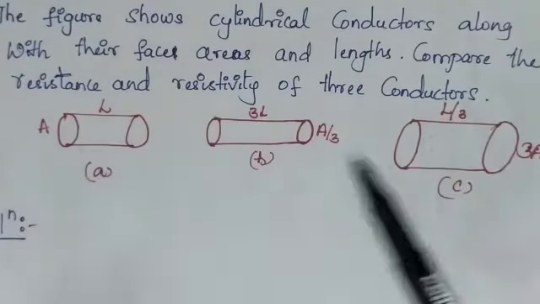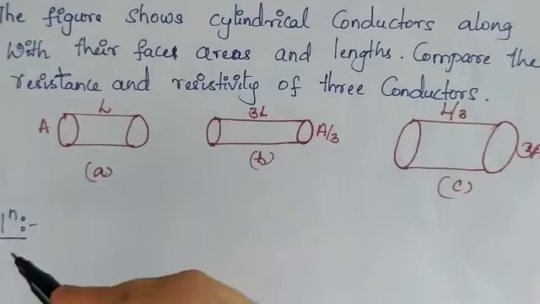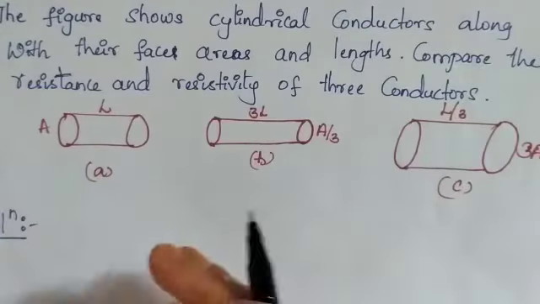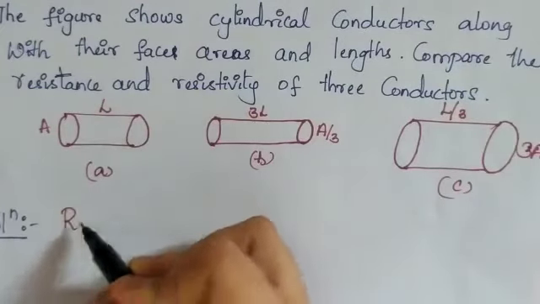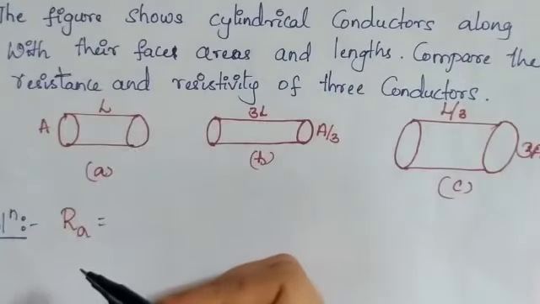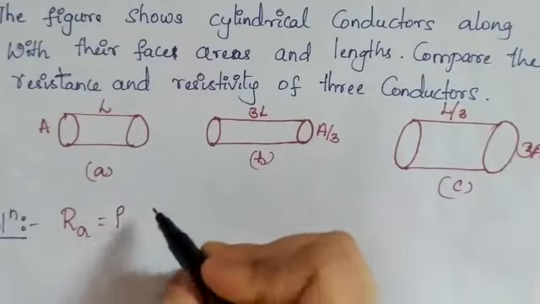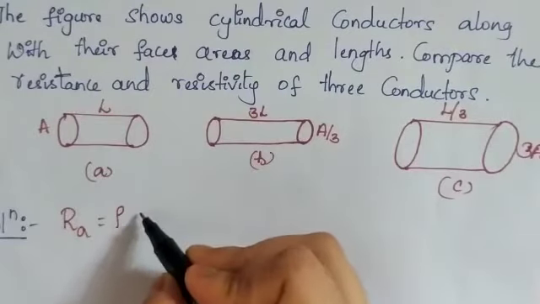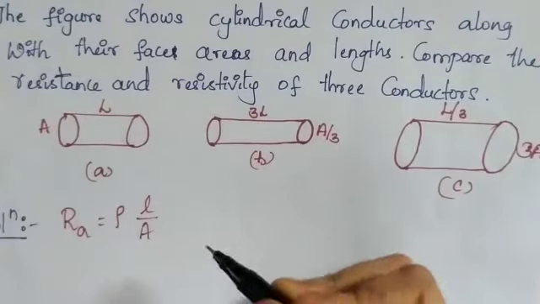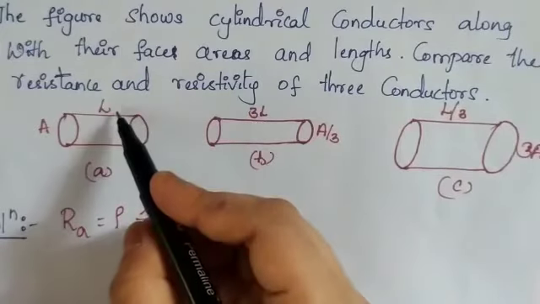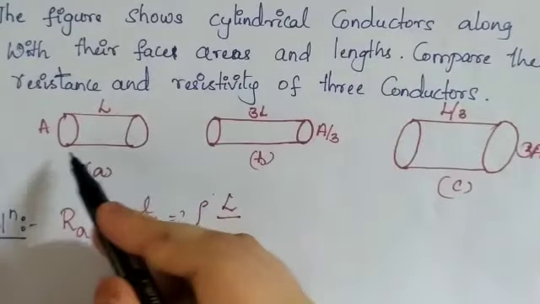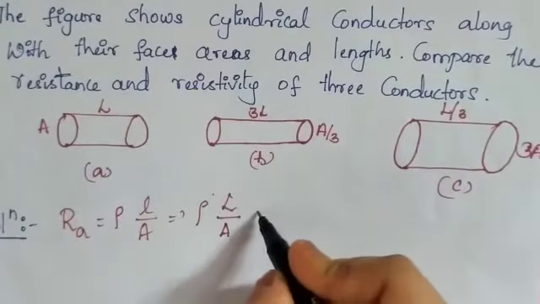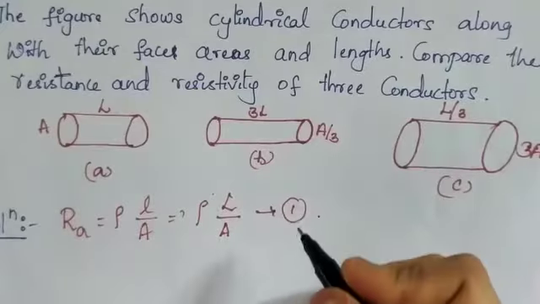So three conductors are given. Separately, we are going to find the resistance for these three conductors, and then we have to say which has the highest resistance and which has the lowest resistance. To consider that, we'll start with Ra for the first resistor. What is the formula for the resistor? Resistance is equal to rho L divided by A. Here the length is given as capital L, so let me write it as rho L divided by the given area A. I'll take this as equation number 1.